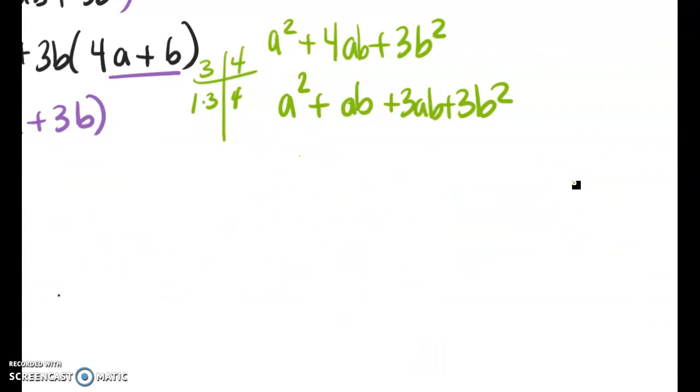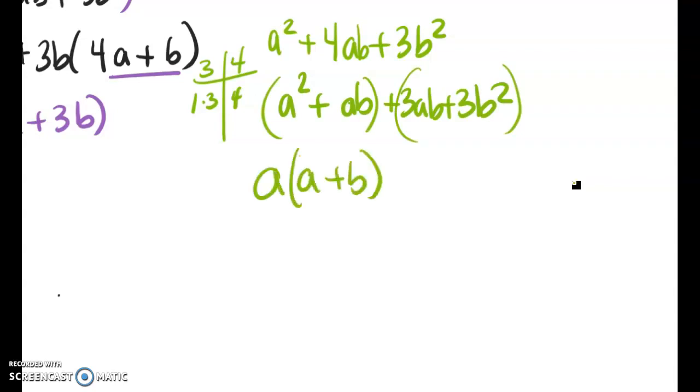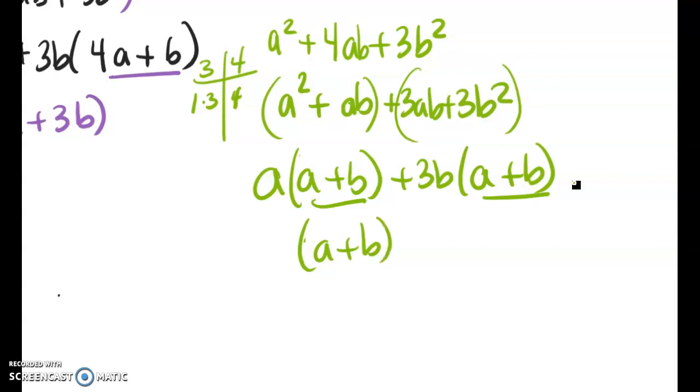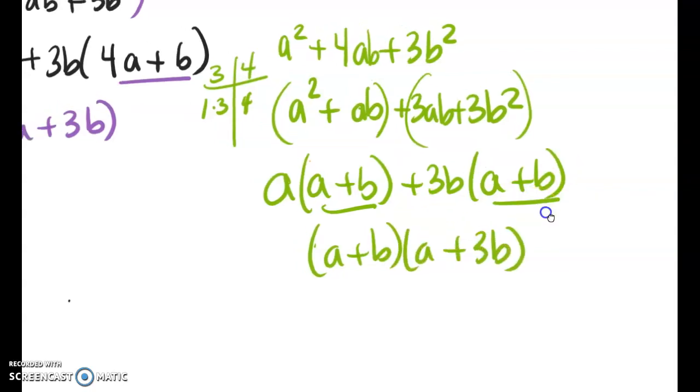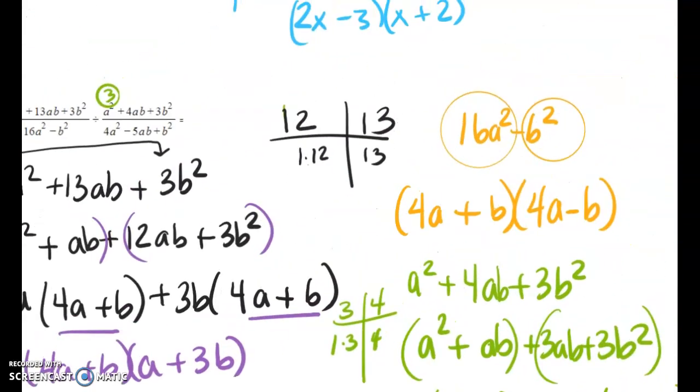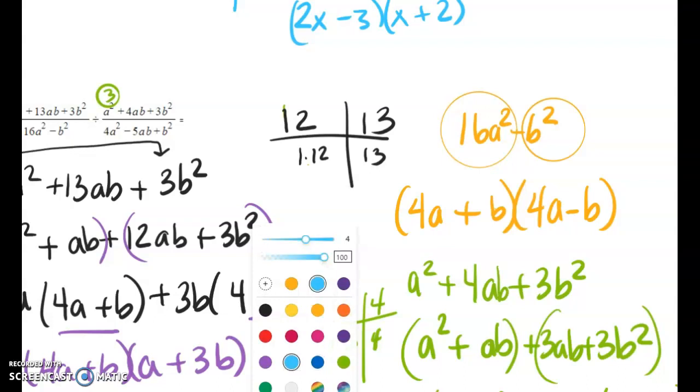And so let's now factor by grouping by taking these 2 and these 2. And so here there's a common factor of a, and here there's a common factor of 3b. And now this is in common, so I can write a plus b, and then a plus 3b. So this factored form will now go in place of where I wrote the number 3. And now let's try the last one here.